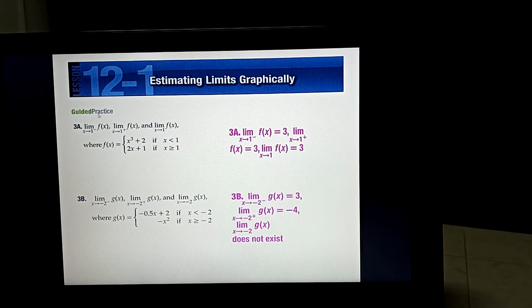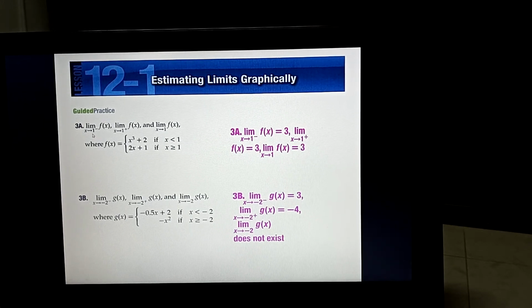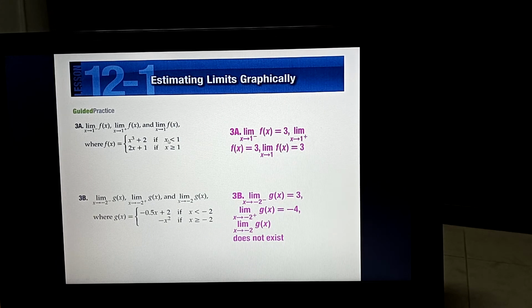Guided practice of example number 3. What is the limit of f of x when x approaches 1 from the left? What is the limit of f of x when x approaches 1 from the right? And what is the limit of f of x when x approaches 1? Here, the definition of the function f of x is given by x cubed plus 2 if x is less than 1, and it is equal to 2x plus 1 if x is greater than or equal to 1.